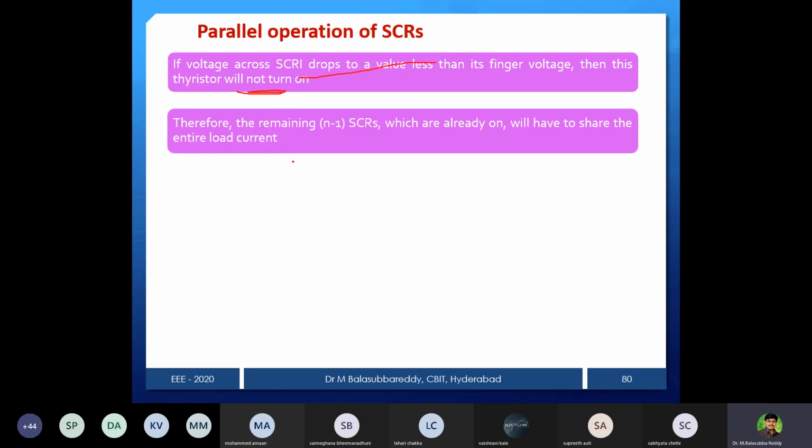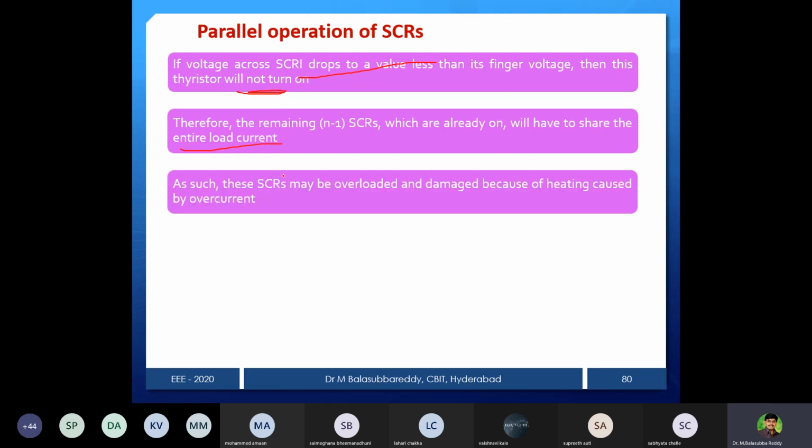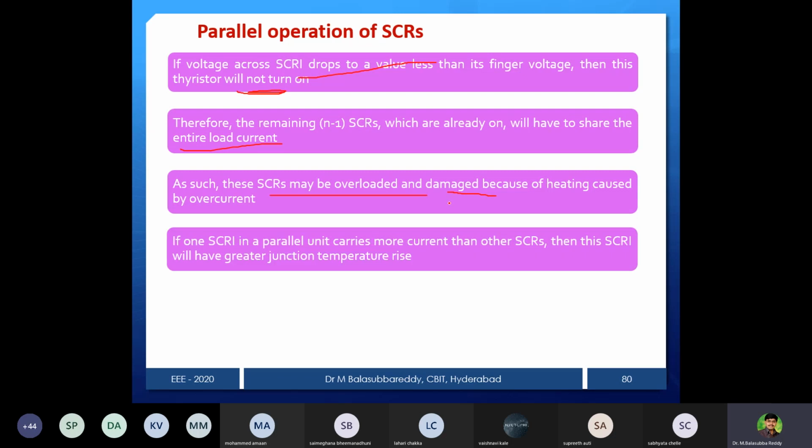And the remaining SCRs will carry the total load, and then an SCR may be overloaded and damaged because of the heating caused by the overcurrent. Because instead of 10 members, only 4 members do the work, so automatically overload takes place. Once overload takes place, it is in the form of heat generation, that is, power dissipation. That will lead to one of the SCRs being damaged. How to overcome this problem?